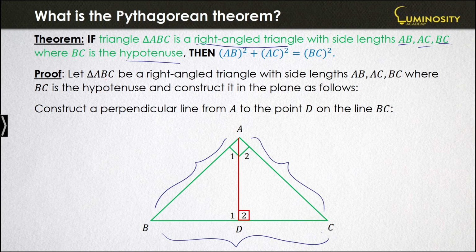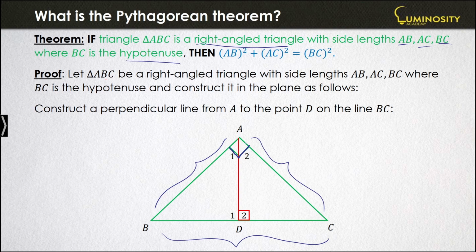Okay, so let's go ahead and prove the Pythagorean theorem in a rigorous way using this right-angled triangle. As with any theorem, we start off with the green part, the hypothesis. We construct all the necessary constructions that the hypothesis claims, and then we go ahead and show that the conclusion is true. Okay, so let triangle ABC be a right-angled triangle with these side lengths, and BC is the hypotenuse. So that means that angle A is 90 degrees.